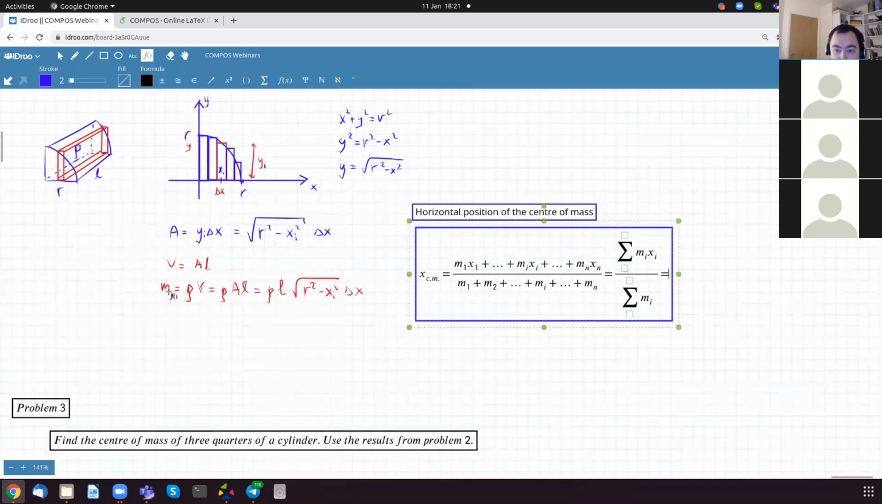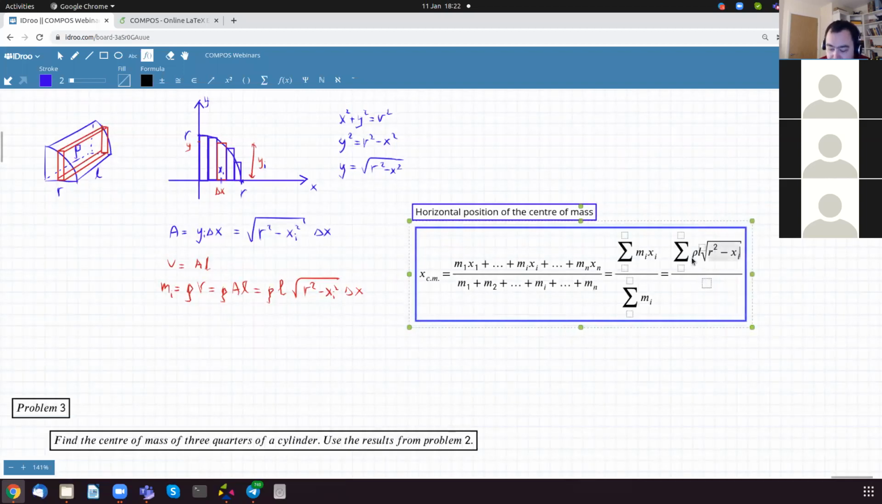We substitute Mi into the top one, and we get the sum of rho L square root of R squared minus Xi squared delta X, multiplied by Xi.